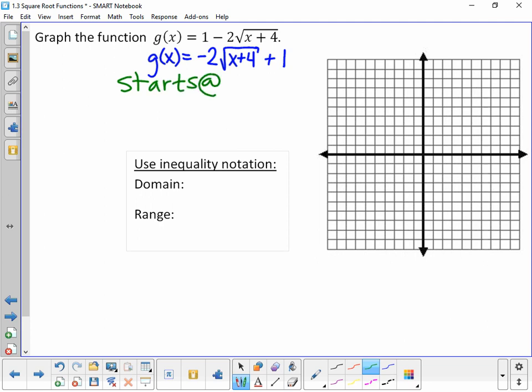This one happens to start at the point negative 4. Remember, that comes from this positive 4, but we change the sign of that one, and positive 1 from the plus 1 at the end. Negative 4 plus 1. Here's our starting point. Now we have a minus 2 in front of our radical. That is the vertical stretch. So instead of going up 1 each time, we're going to go down 2.